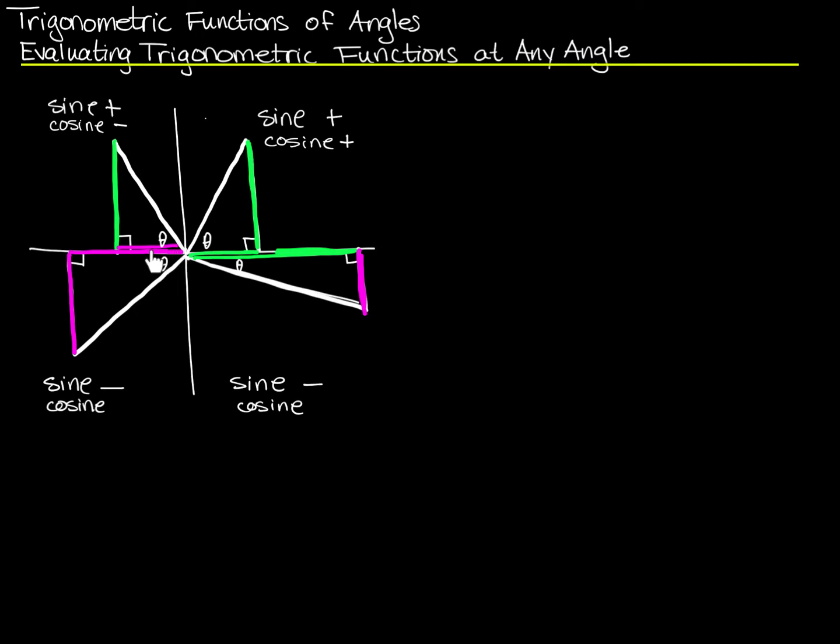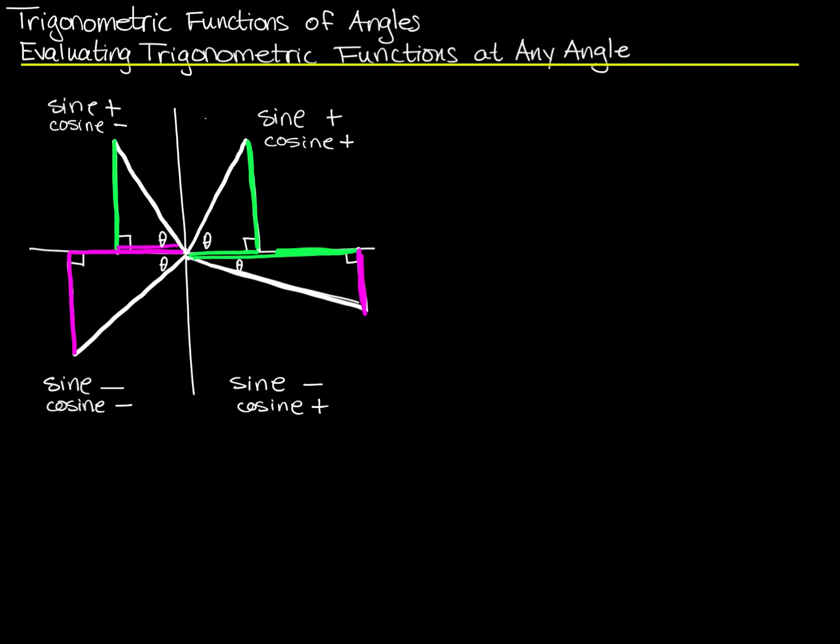In quadrant 3, I have a negative adjacent side over the hypotenuse, which is positive. Cosine is negative in quadrant 3. And in quadrant 4, I have adjacent, which is positive, over hypotenuse, which is also positive. Remember, the hypotenuse is always positive.